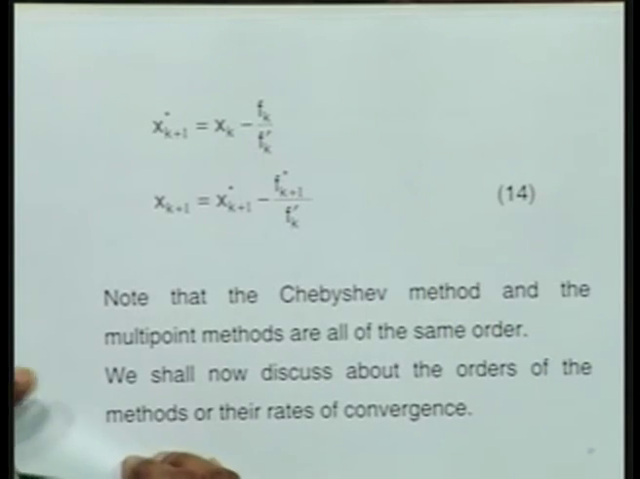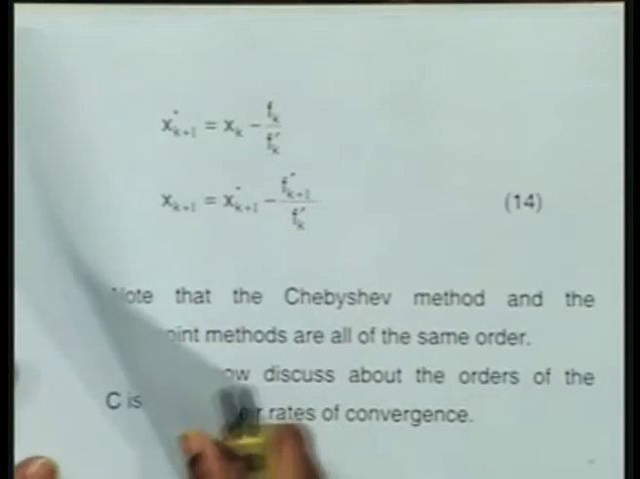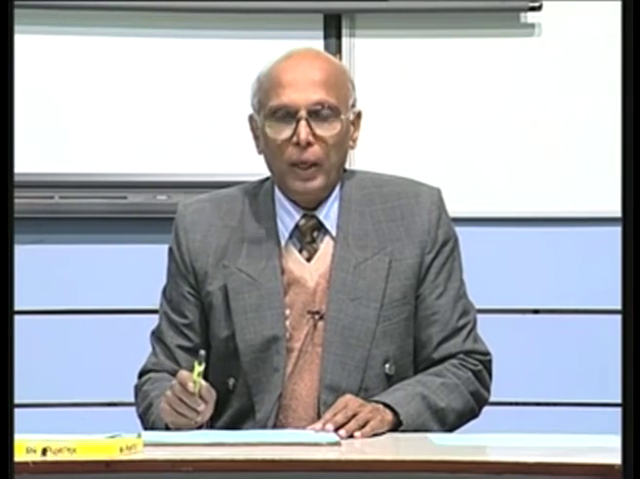Now, we have all along been saying that the order of Newton-Raphson method is 2, order of secant method is 1.6, order of Chebyshev method is 3. How do you get about it? Getting the orders or rate of convergence of all these methods is very simple, very straightforward. Everything depends on Taylor series.